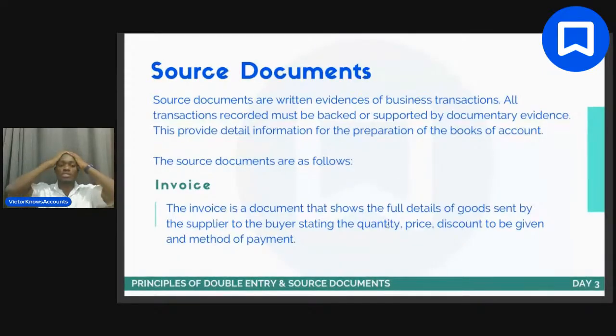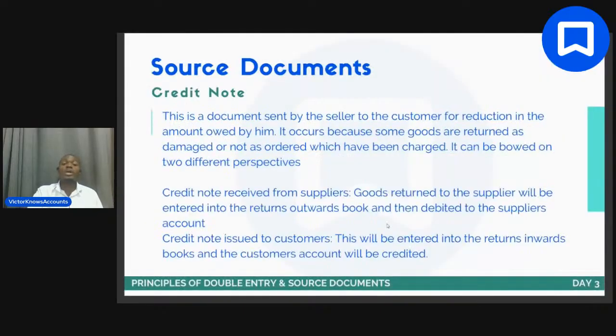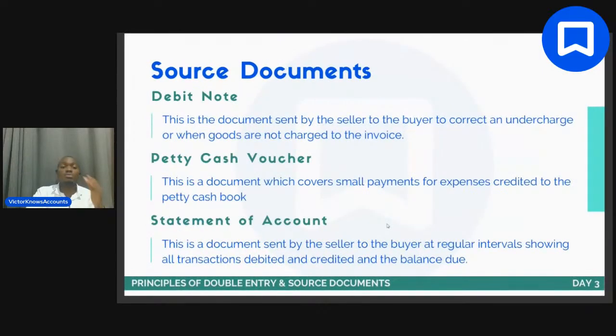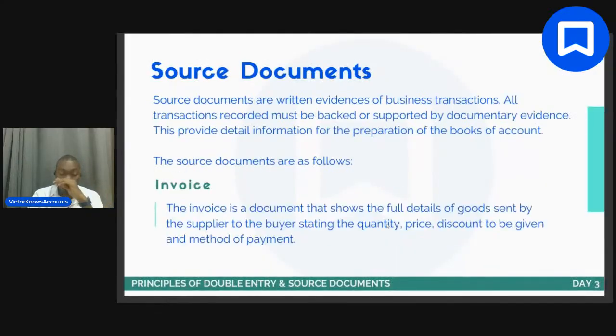Now, we have various types of source documents. We have invoice, we have receipt, we have credit note, we have debit note, we have petty cash voucher, we have the statement of account. There are also some that we are not going to really explain. So when you are asked for examples of source documents, you even have quotations. You have invoices, credit notes, debit notes, you have payment vouchers generally.